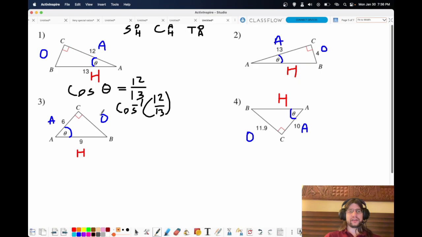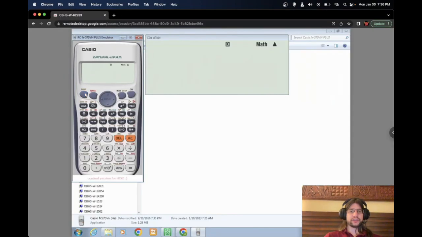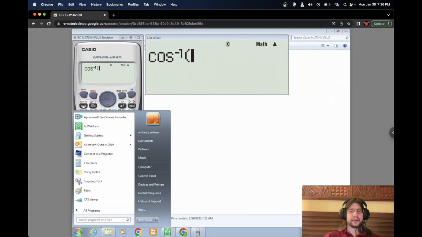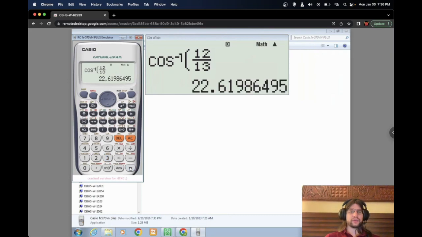Back to the problem at hand, cosine inverse. So shift cosine. And you see cosine inverse pops up. 12 over 13. I need a fraction. 12 over 13. I hit equals. 22.6.